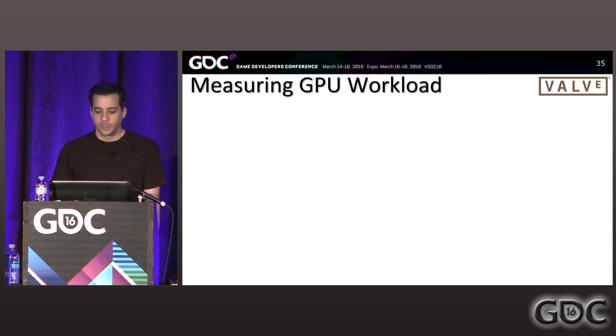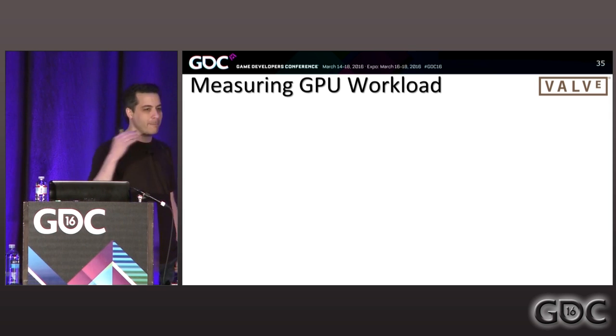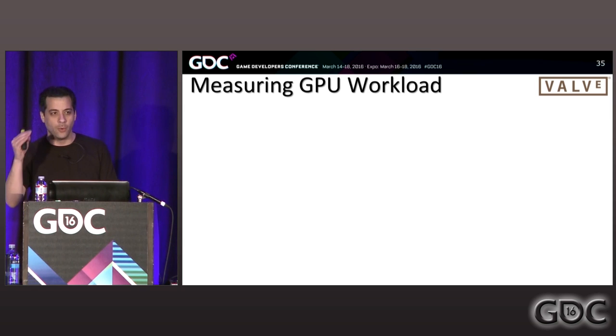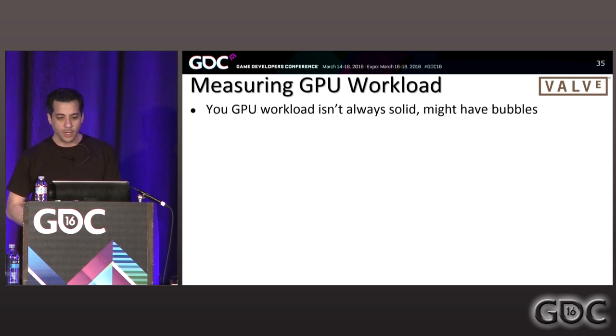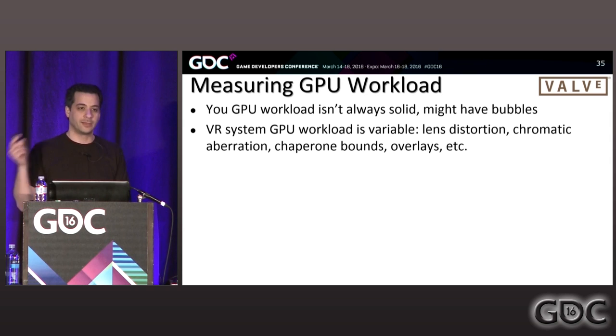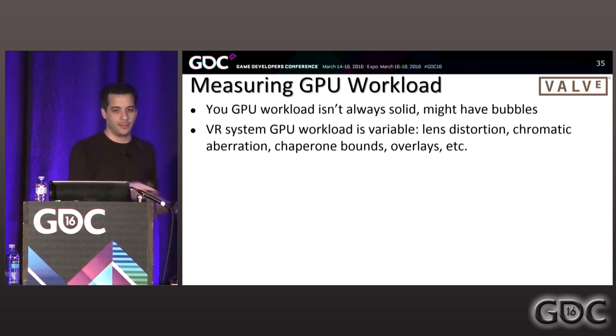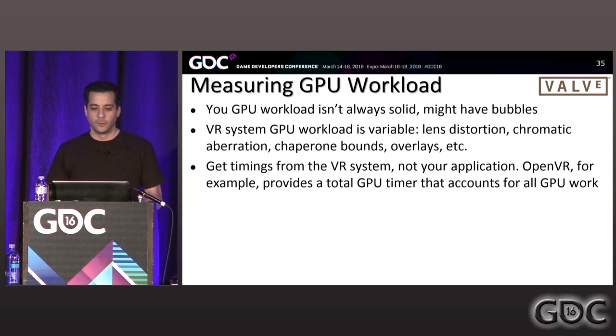So before we talk about how to change quality, you need to be able to measure your GPU workload accurately to make a good decision about when to drop down quality levels or increase quality levels. You have to keep in mind, your GPU workload is not always solid. There might be bubbles in there. And even on top of that, the VR system's GPU workload, there might be bubbles between your jobs and their jobs on the GPU. So you actually have to get the timings from the VR system. You actually don't have enough data in your application. You don't have enough visibility to the GPU to actually get an accurate timing to drive this algorithm. You have to get it from the VR system.